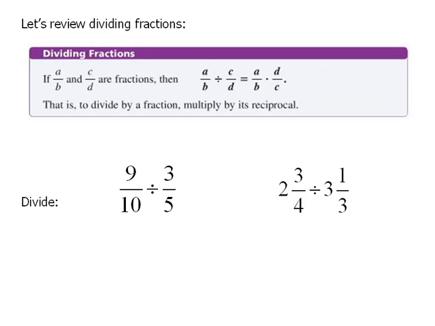Okay, let's review dividing fractions now. So here is our rule for dividing fractions. It says if we've got two fractions, a over b and c over d, then if we divide these fractions, that is the same thing as if we changed it to a multiplication and flipped this second fraction. Notice that these two are flipped over from each other.